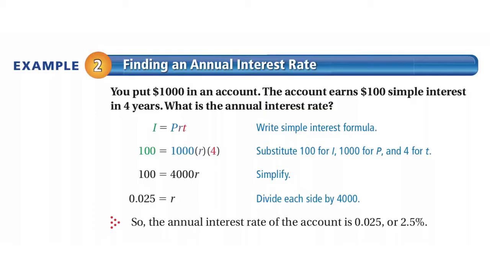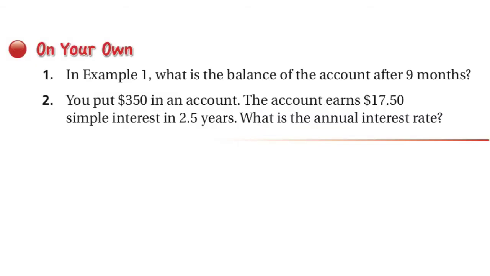So we simplify the right-hand side. 4 times 1,000 is 4,000. And now we want to get R all by itself. So we divide both sides by 4,000. And 100 divided by 4,000 is 0.025. Now that's not the interest rate. I mean, it is, but we want it in percent form. So we move that decimal 2 places to make it 2.5%. That's the interest rate.